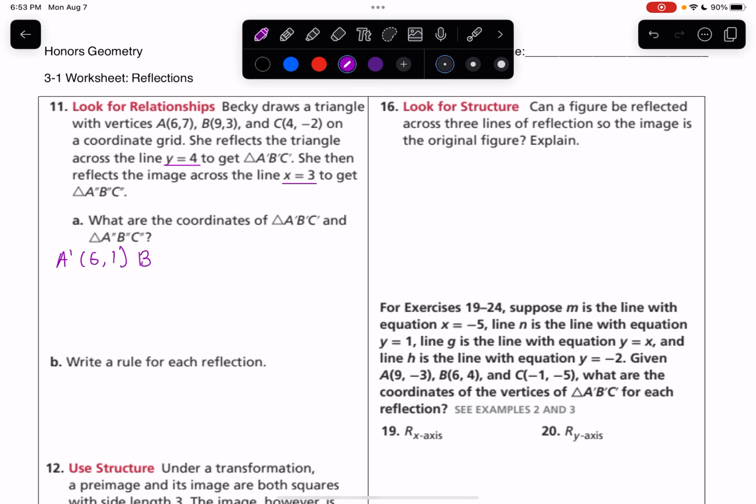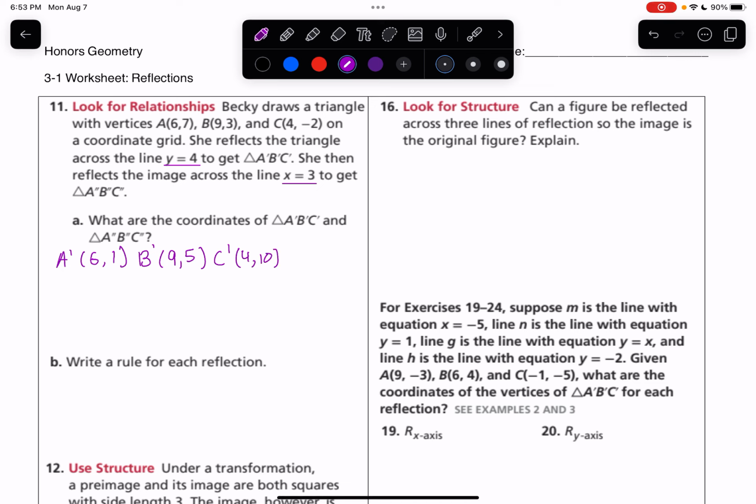B prime, again, we look at the y coordinate, it's 3. 3 is 1 unit below 4. So my reflected point is going to be 1 unit above 4. So it's going to be 5. So it's going to be 9, 5. And then C prime is going to be, let's see, -2 is our y coordinate. -2 is 6 units below a +4. So we're going to go 6 units above a +4 to get 10. So that point is going to be 4, 10.